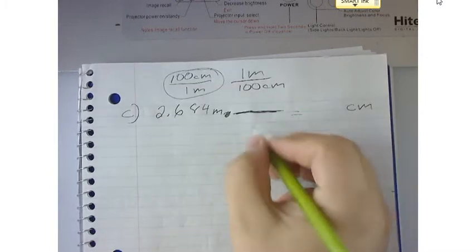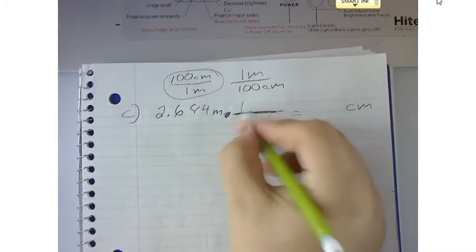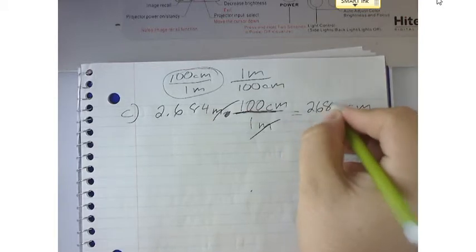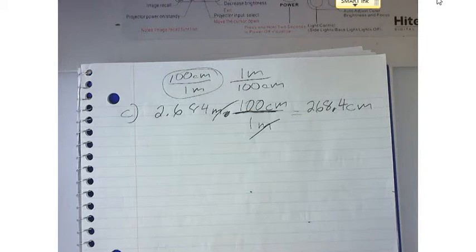Which one? The first one? How come? Because I'll cancel out the meters. So if I cancel out the meters here, when I multiply that by 100, I really move the decimal 2 places, so I'm going to say 268.4 centimeters.